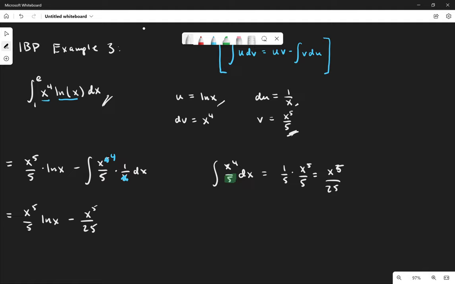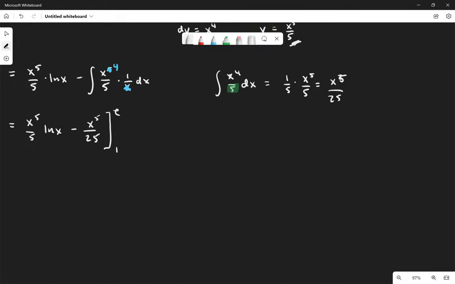And then here's where I plug in my bounds. So now, if you remember from Calc 1, FTC Part 2, I plug in 1 and I plug in e. Let's plug in e first. And I'm not going to simplify these logs just yet. I'm just going to write ln e. And then I subtract 1 to the fifth, ln 1, minus 1 over 25. I have to make sure, though, when I plug in the bottom bound, I put in brackets there. I'm subtracting a whole quantity.